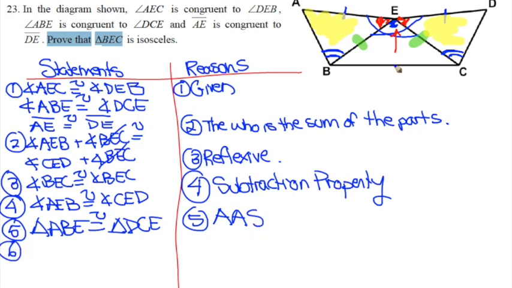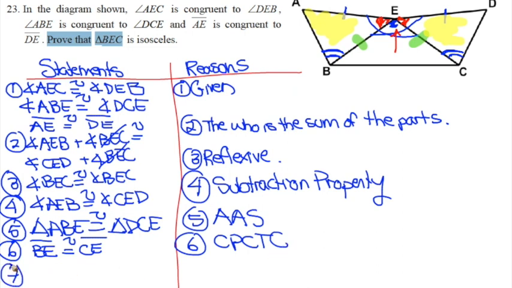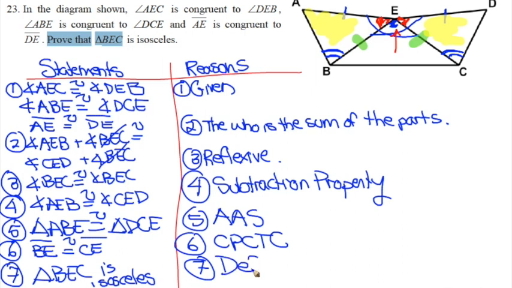Finally, I'll get to the point here, those green lines, I can say that BE is the same or congruent to CE. And we use that ever popular CPCTC. Therefore, final statement is our proof statement. Triangle BEC is isosceles. And basically the reason is definition of isosceles triangle.